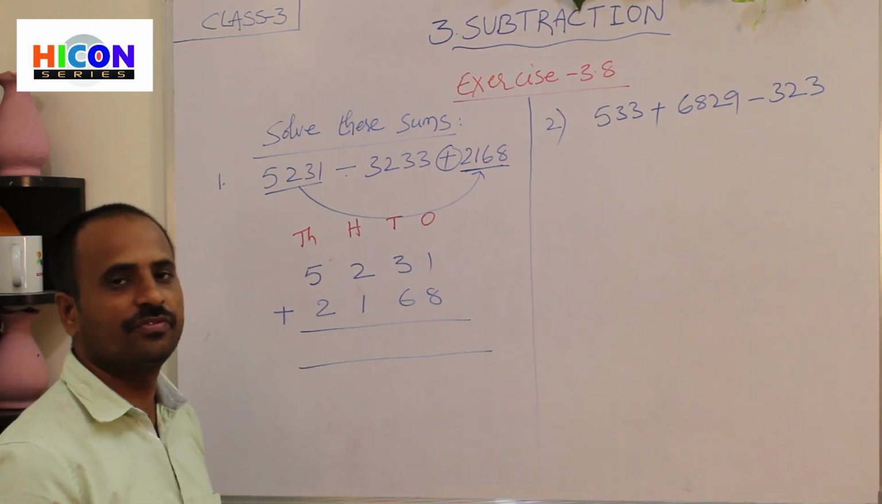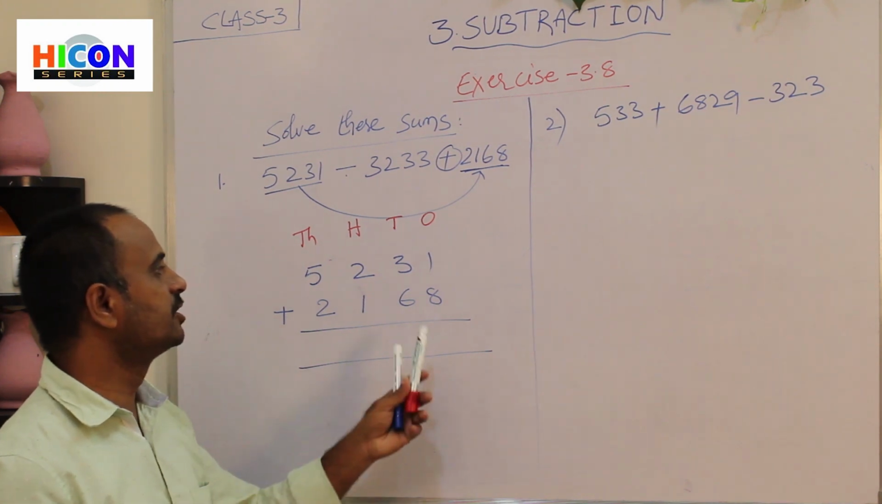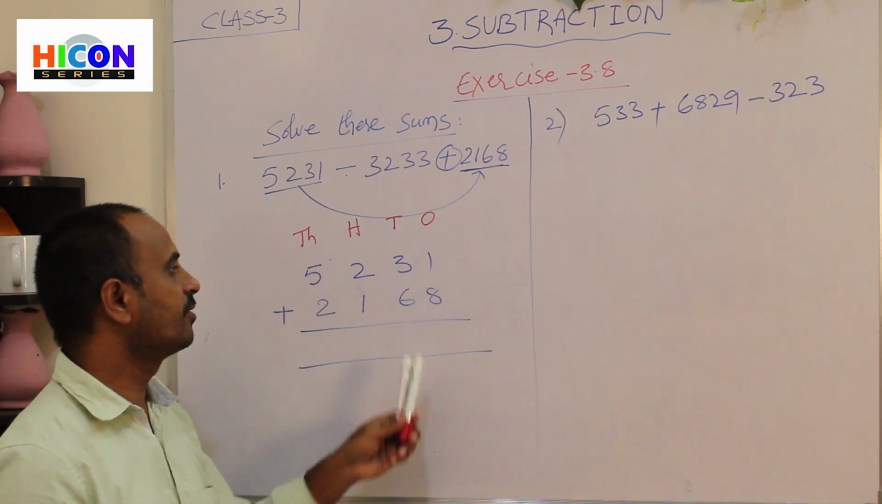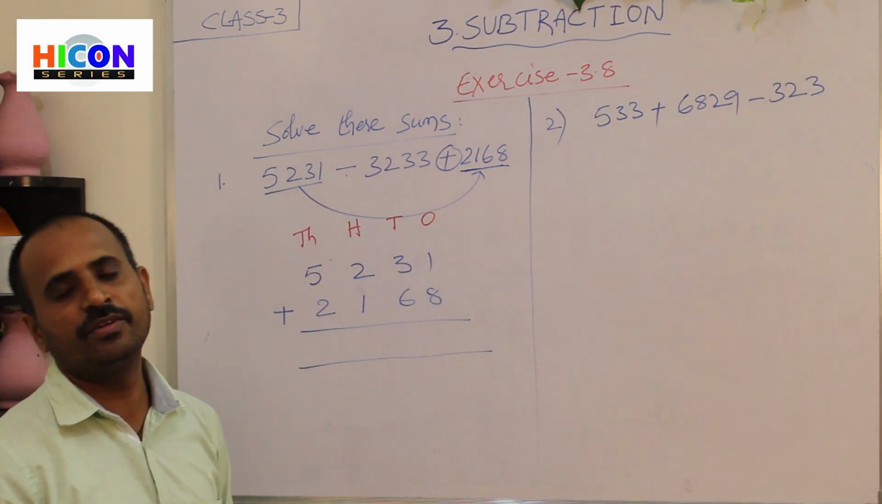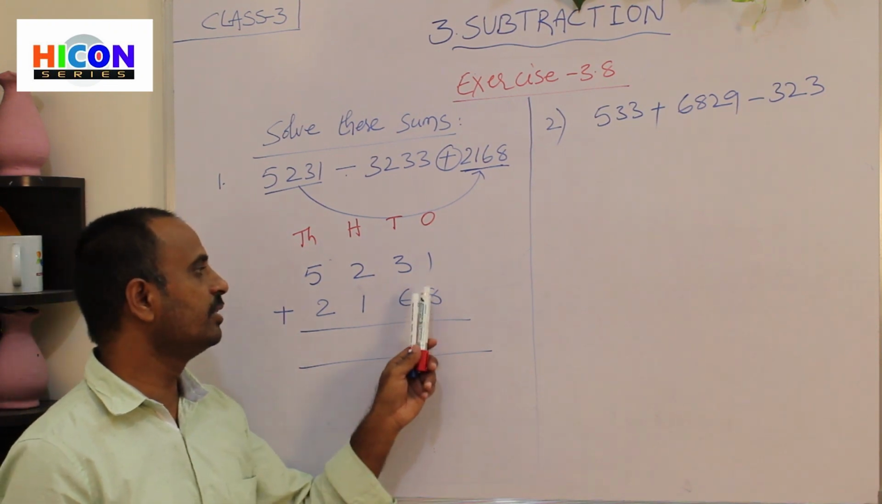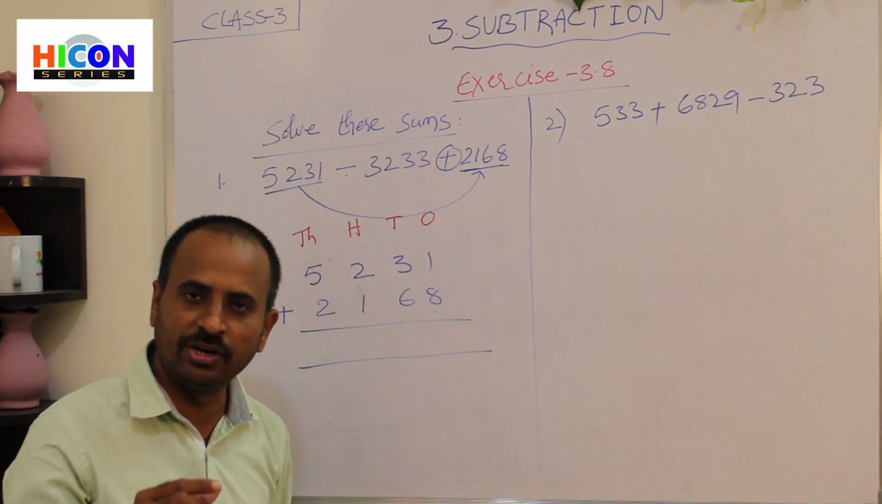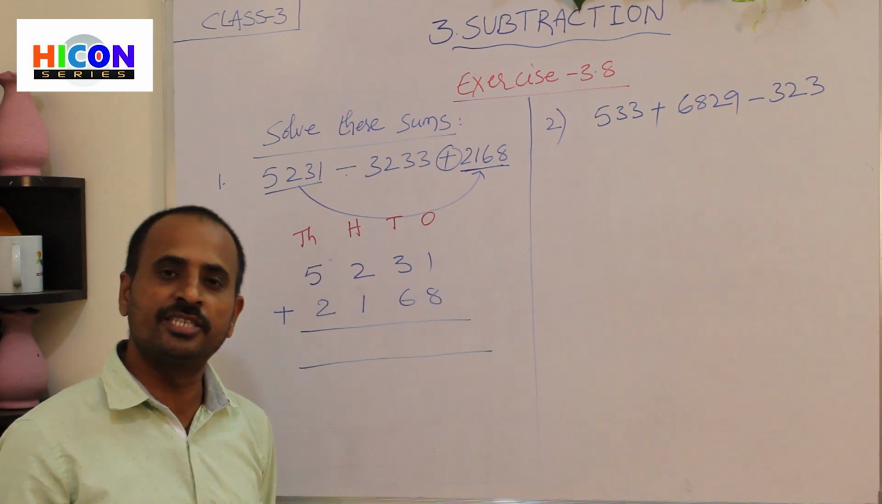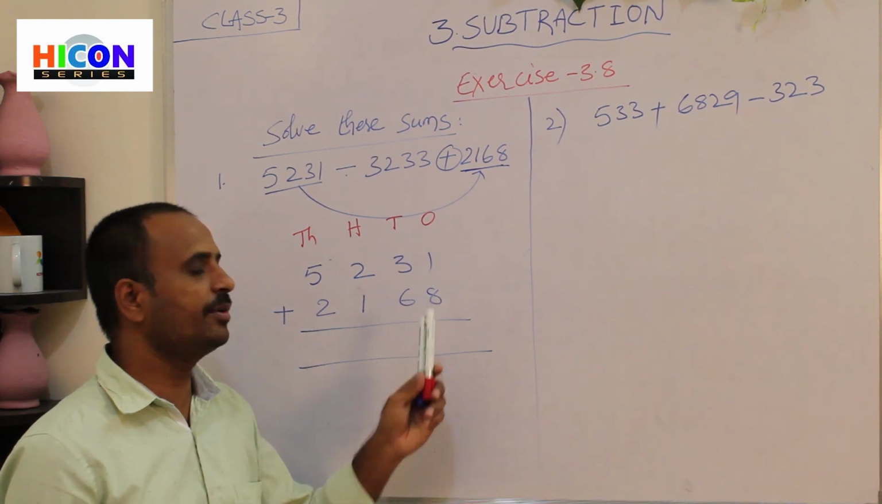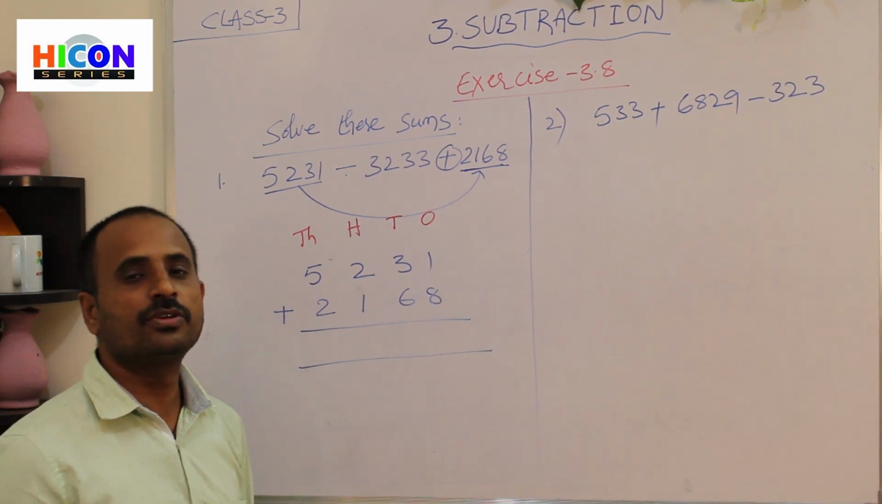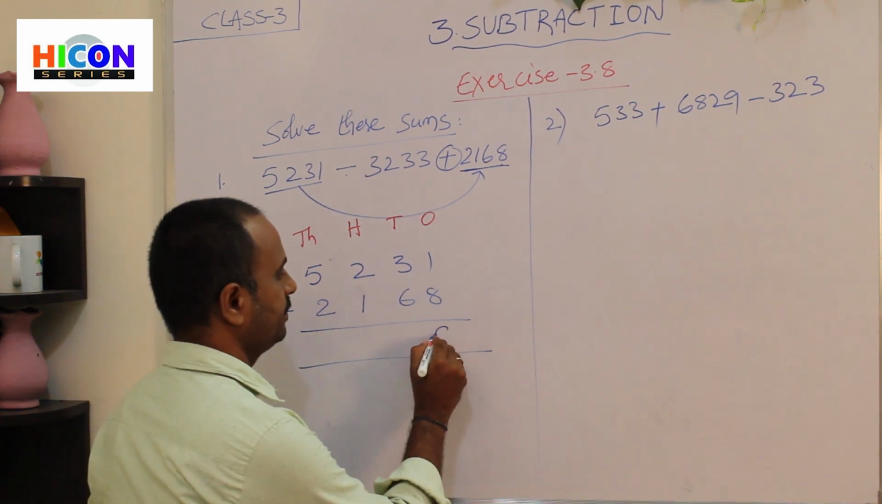So start addition from ones place. So what are the digits present in ones place here? Here 1 and 5, 8 are present in ones place. So add 8 to the 1. So if we add 1 to any number, we will get its next number. What is the next number to 8? 9. So write 9 here.